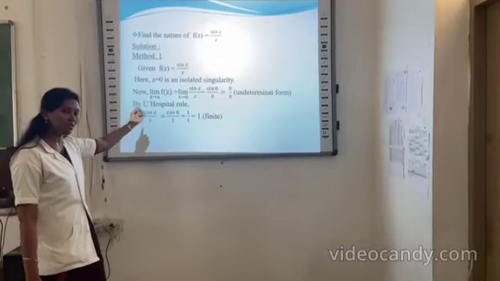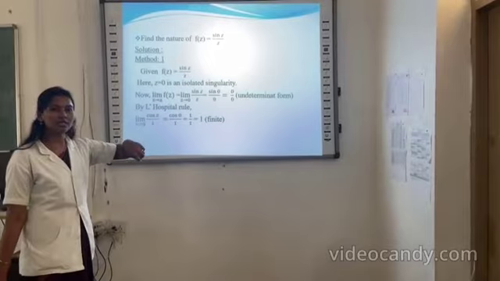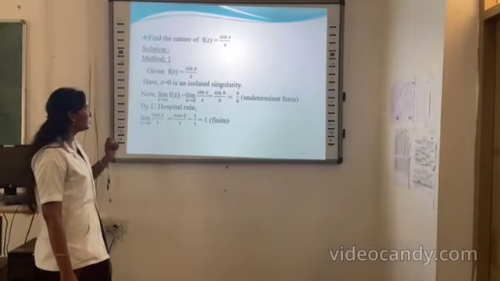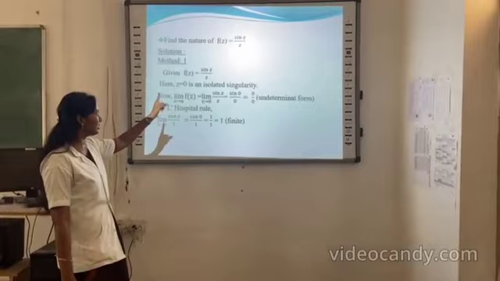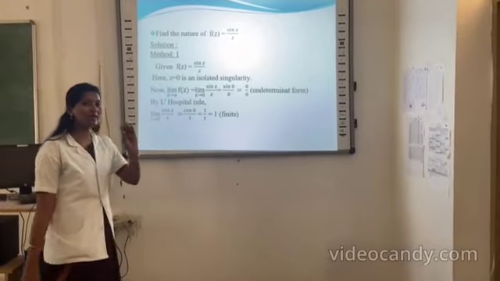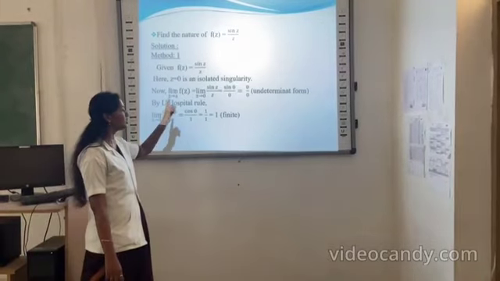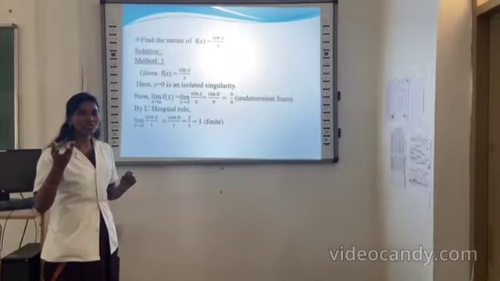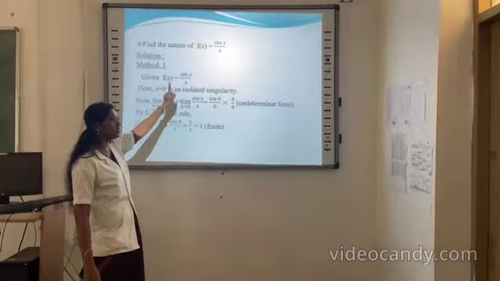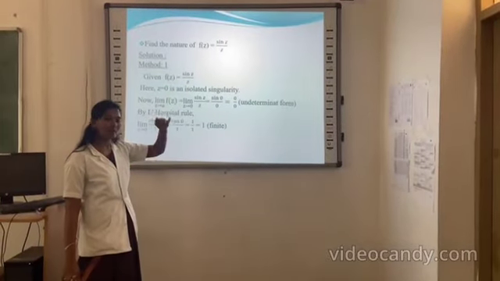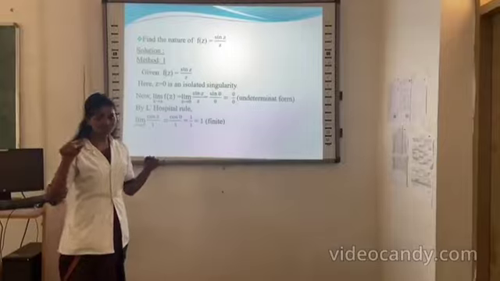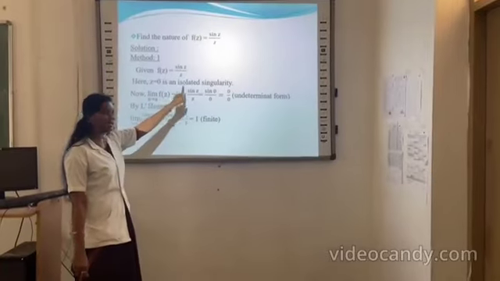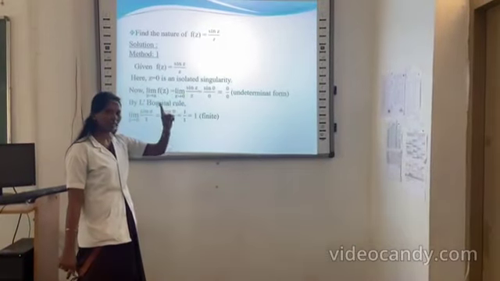Method number 1 uses the limit value, and method number 2 uses the principal part method. First, taking the given f of z equal to sin z divided by z, we find the singularity. The denominator is z, so substitute z equal to 0. Your function becomes infinity, since the denominator is 0. Therefore z equal to 0 is the isolated singularity, the only possible singularity value.